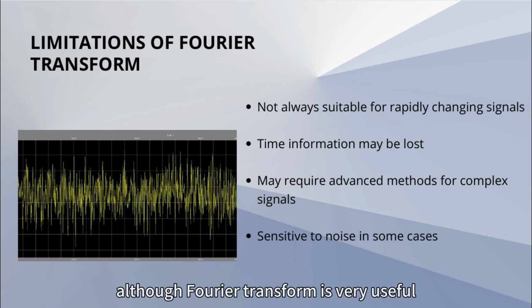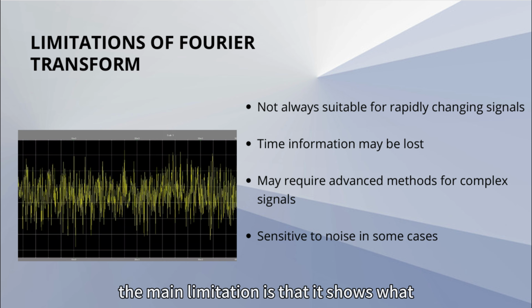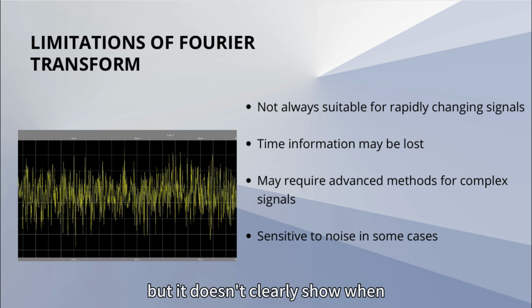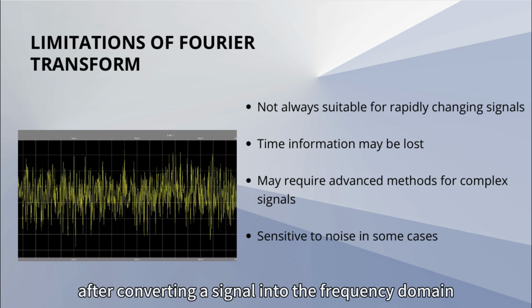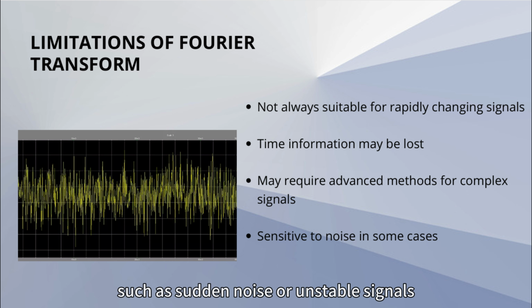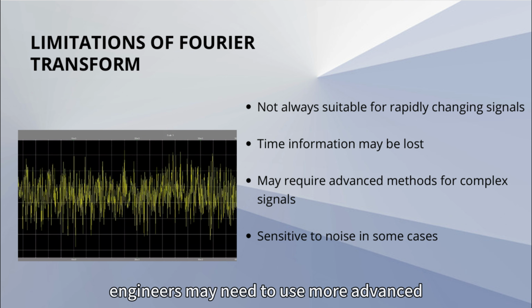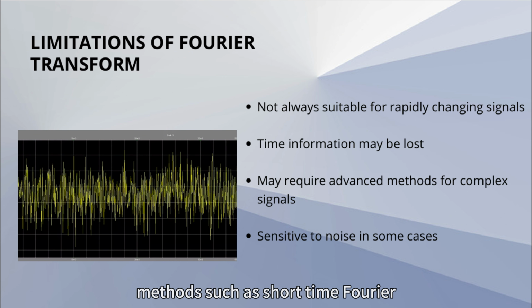Although Fourier transform is very useful, it also has some limitations. The main limitation is that it shows what frequencies are contained in a signal, but it doesn't clearly show when those frequencies appeared. In other words, after converting a signal into the frequency domain, some time information may be lost. This can be a problem when the signal changes very quickly, such as sudden noise or unstable signals. In this case, using only Fourier transform may not be accurate enough. Engineers may need to use more advanced methods, such as short-time Fourier transform or wavelet transform.